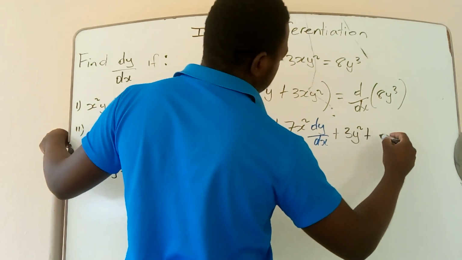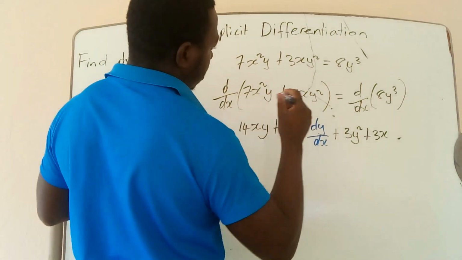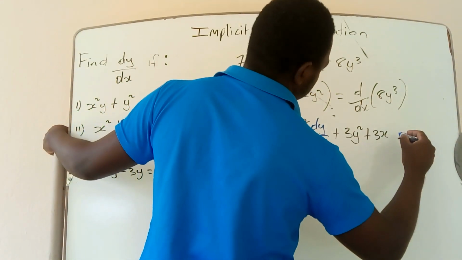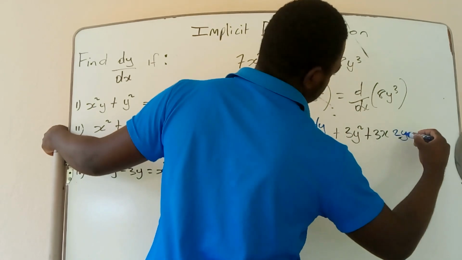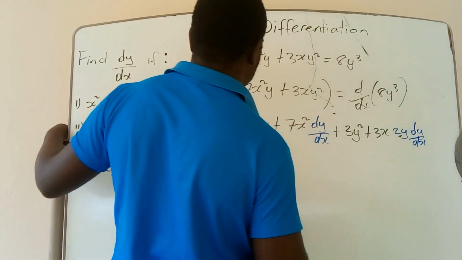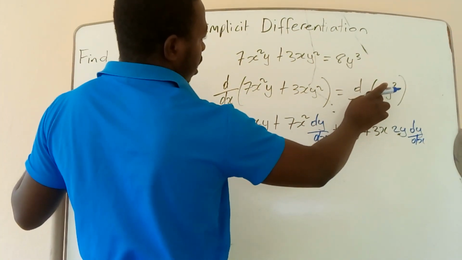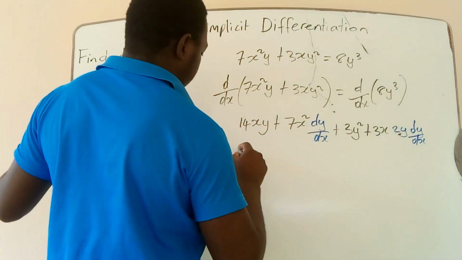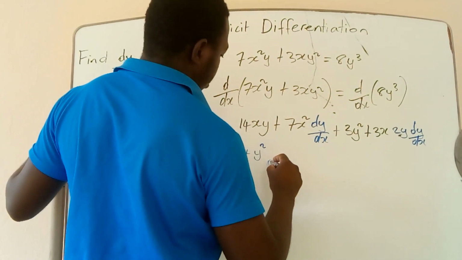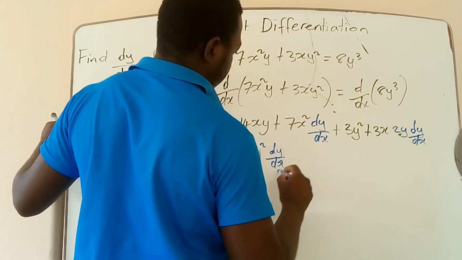Now plus, you keep the 3x. You differentiate. If you differentiate y squared, that gives you 2y dy by dx, which is equal to, differentiate 8y cubed, that gives you 24y squared dy by dx. Alright?